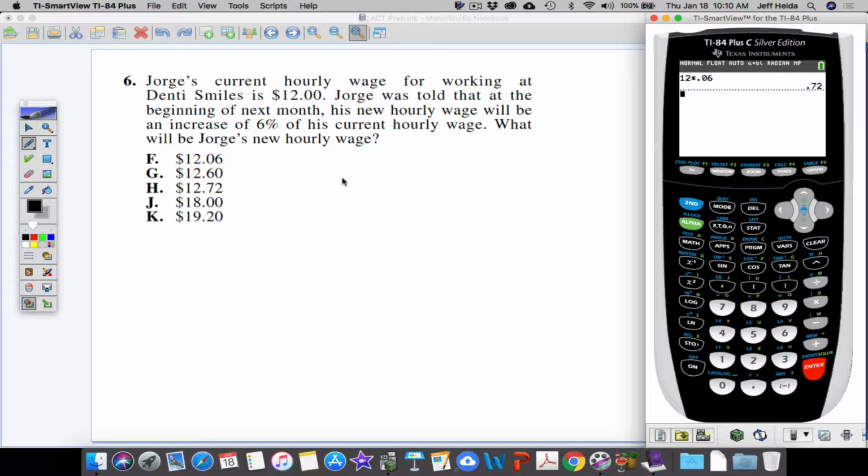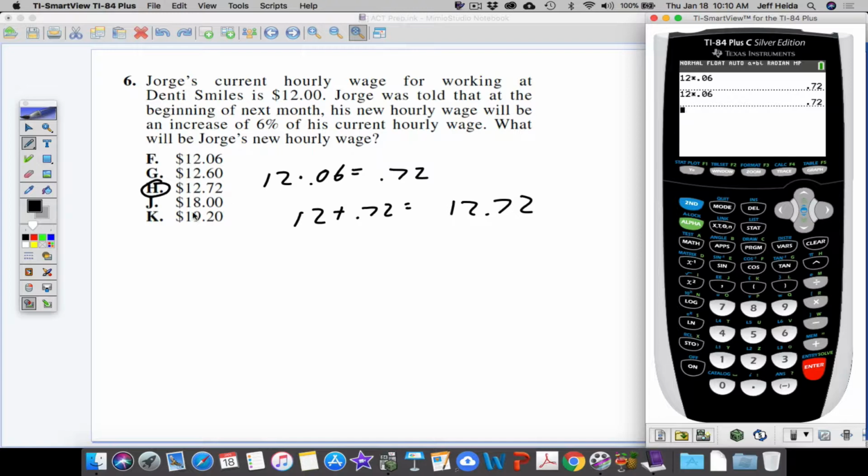We will do kind of the more straightforward way first, and then I'll show you a second way to do it. So you're making $12 an hour and you're going to get a 6% raise. So $12 times 6%, we'll plug that into the calculator, 0.06, 72 cents. So your raise is 72 cents. That's not the question. The question is, what will the new hourly wage be? It'll be 12 plus 72 cents, which is 12.72. So that is kind of the easy, straightforward way to do it.